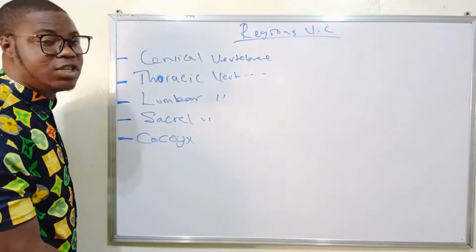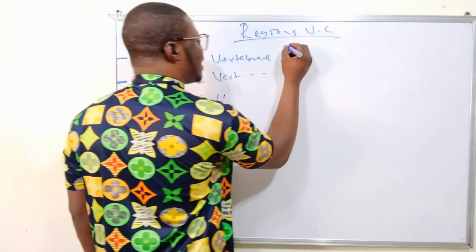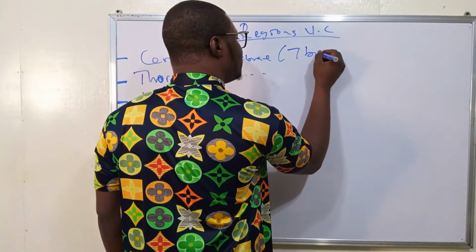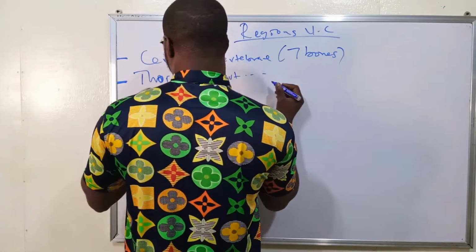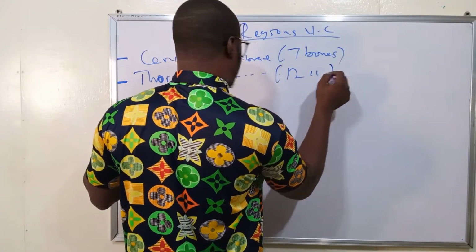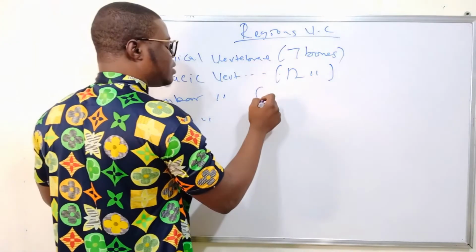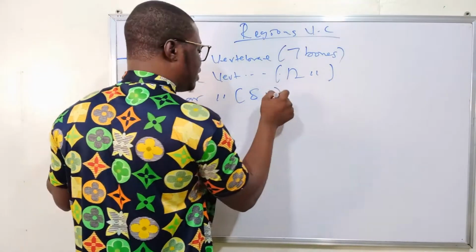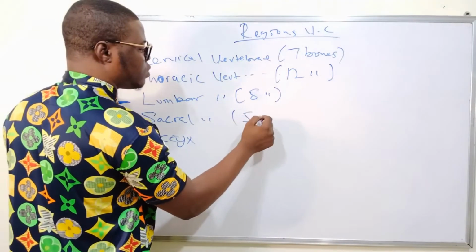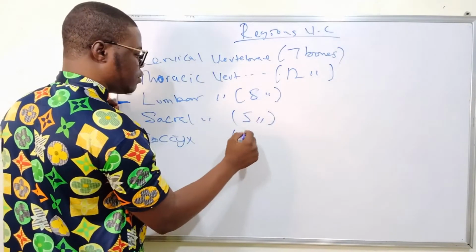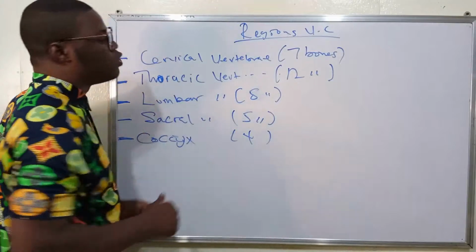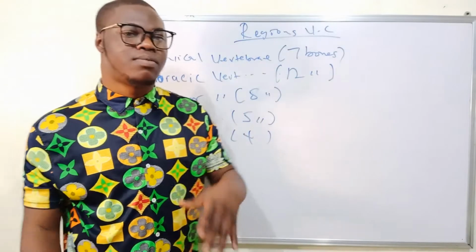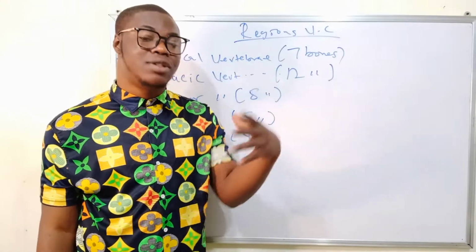So 5 regions. Now we said this first one is made up of 7 bones. Then the thoracic is 12 bones, and the lumbar is 5 bones, and then we have the sacral with 5 bones as well. And then we have the coccyx with 4 bones. Now, to remember this, we use the meal times.